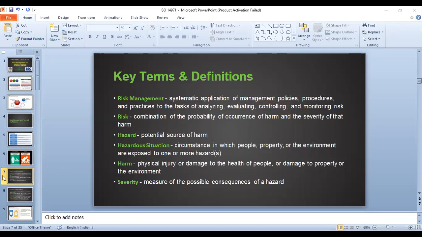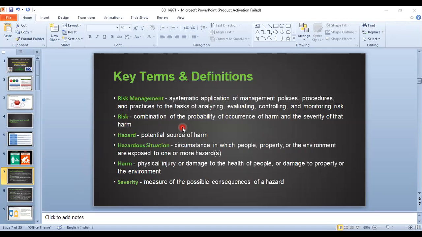So management అనేది ఒక systematic policy ఉండాలి. How we can manufacture, and what is the procedure, and what is the practice, and they continuously analyze and evaluate and also control and monitor the risk. So it is a continuous process. This entire process is called a risk management.